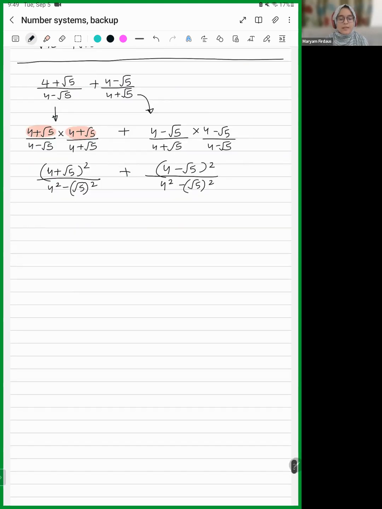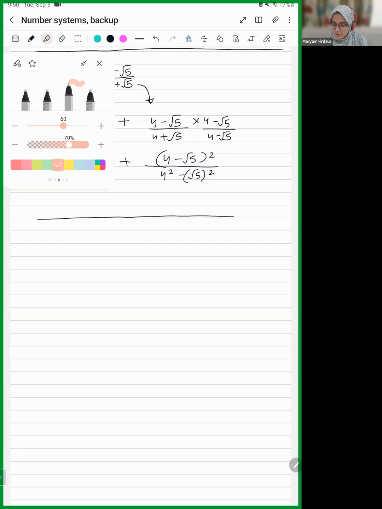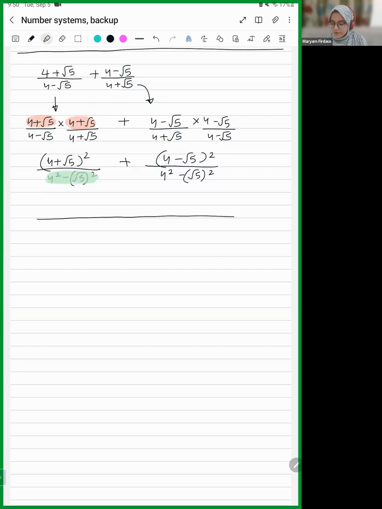Okay. Abdul Jabbar, is it clear till here? Ma'am, then it will be 4 minus 5, right? It will be 16 minus 5 because over here we have 4 square. Yes. So the denominator of both of these things, we can take that because the denominator is common here. This is also 4 square minus root 5 square. This is also that. So now what is 4 square? It is 16. What is root 5 square? It is 5.